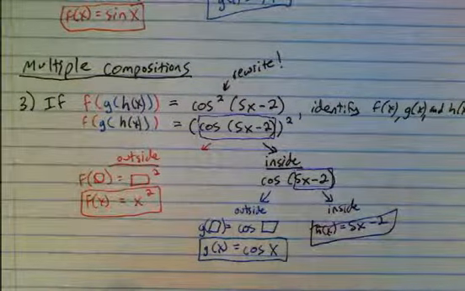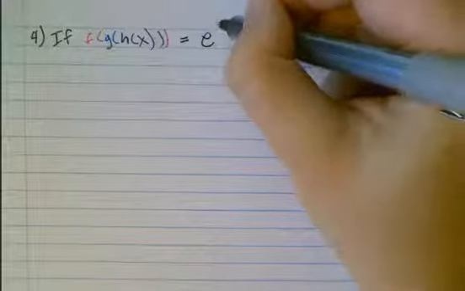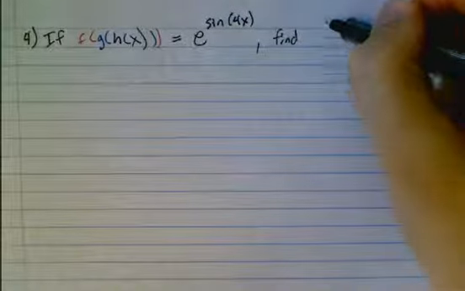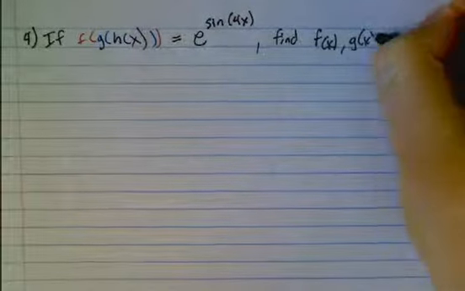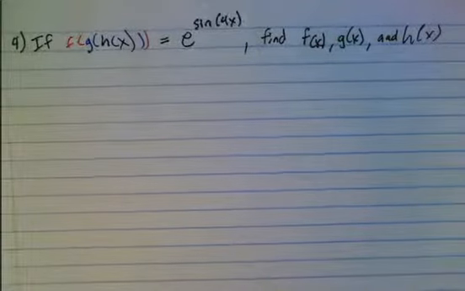Go ahead and try this yourself on the next problem. If f of g of h of x equals e to the sine of 4x, find f of x, g of x, and h of x. Okay, pause the video, go ahead and try that.